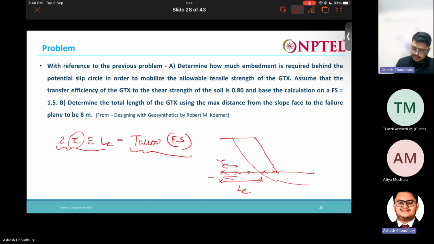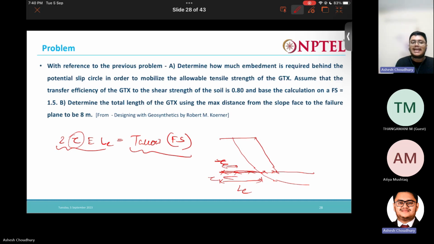Tau is the shear strength that is mobilized at the top and bottom. E is the transfer efficiency and L is this length. Here we are assuming that generally, as the embedment length increases, along this complete length LE this tau is equally mobilized. We are considering that the shear strength is completely and equally mobilized along this complete length.